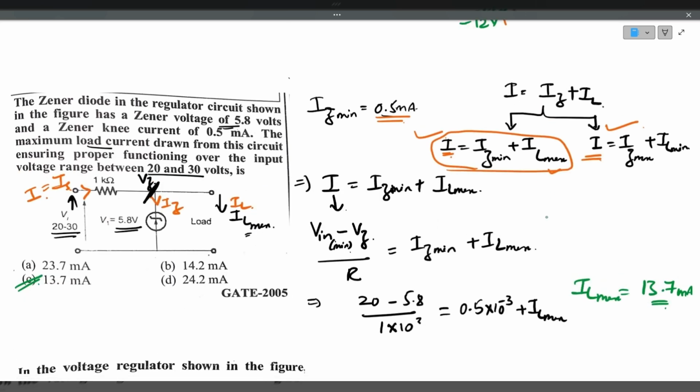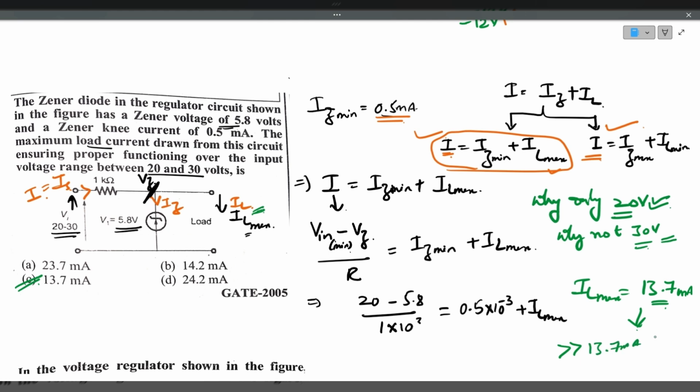See here, you may get a doubt. Why only 20 volts input voltage? Why not 30 volts? This is very important. Input voltage is changing. If you understand the Zener diode regulator concept clearly, you will not get this doubt. When input voltage is 20 volts, we calculate the maximum load current. If input voltage is 30, the current will be greater than this 13.7 milliamps. Then where will that extra current go? That extra current will be drawn by the Zener diode. It will not enter the load, it will enter the Zener diode. That's why we have calculated with V in minimum voltage.